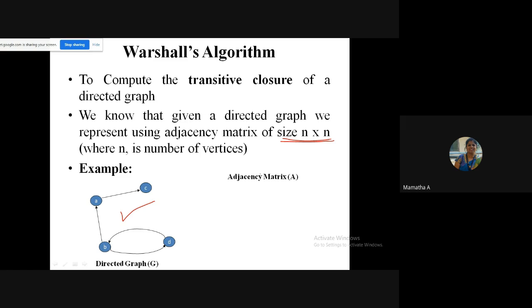Can anybody answer me? Janvi? 4 cross 4, ma'am. 4 cross 4. So it is a matrix of size 4 cross 4.